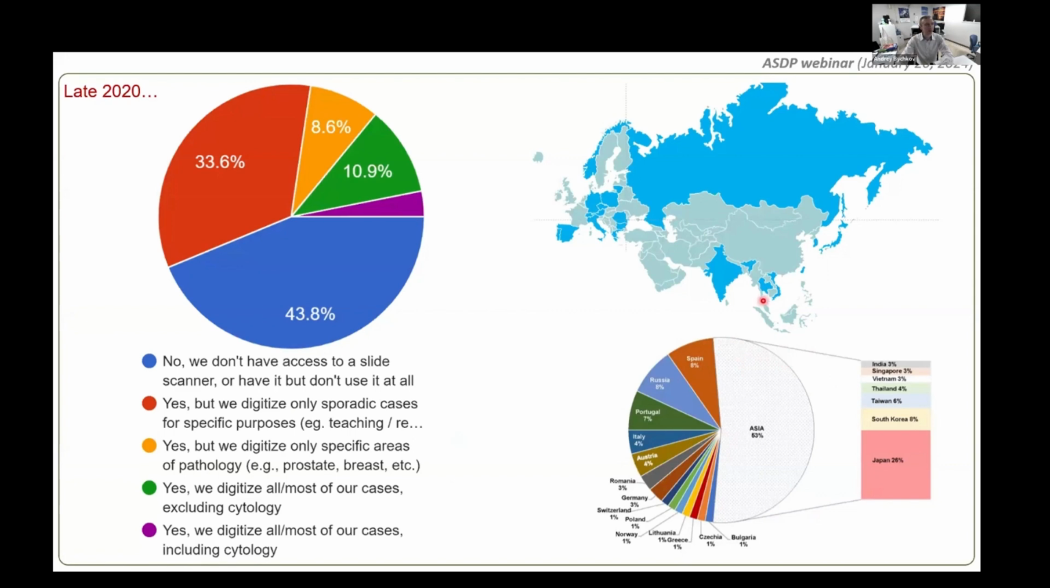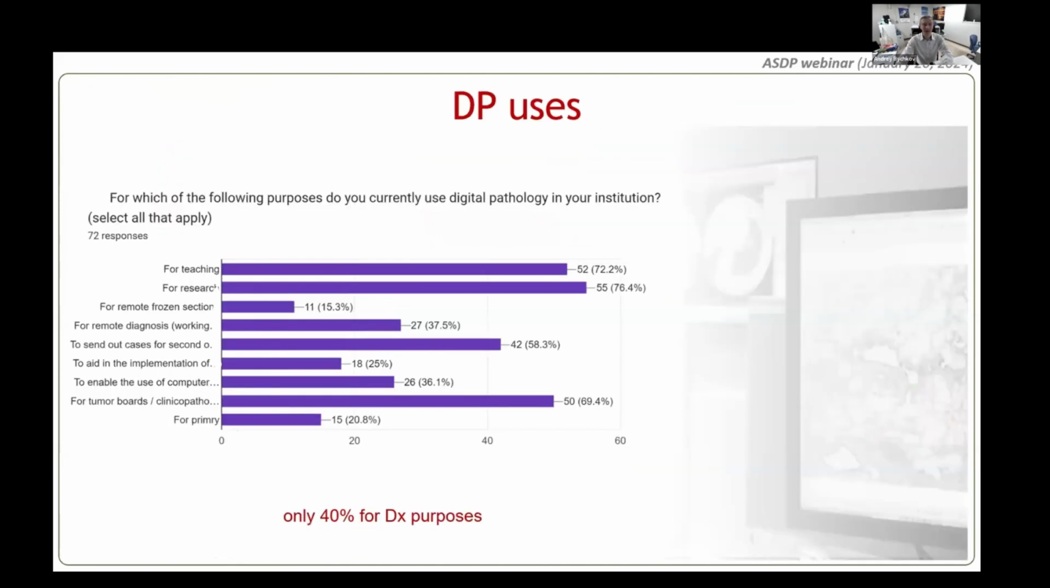All the countries that participated in the survey are indicated with blue color on the map. I believe that some of them are also part of this webinar, so thank you for submitting your answers. A majority of respondents were from university hospitals. Major uses of digital pathology were, as you see from here, teaching and research.